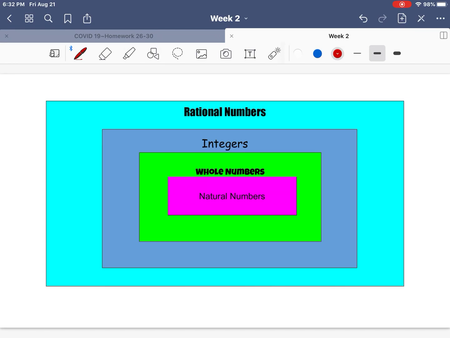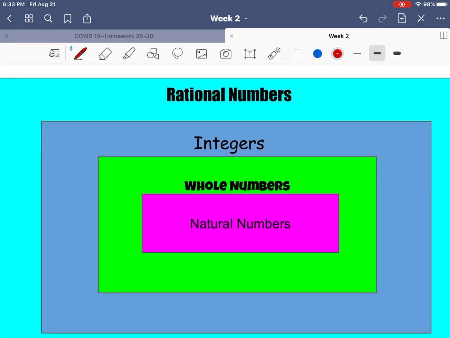Now I have a bigger Venn diagram. This is all the types of numbers that we're going to study. And you can see the biggest category of all the numbers that we'll use this year are rational numbers. And rational numbers are numbers that you can use and write into a fraction form. One example of a rational number would be 1/2, because it can be written as a fraction.